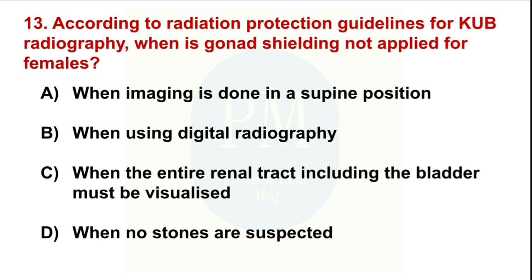According to radiation protection guidelines for KUB radiography, when is corner shielding not applied for females? Option A. When imaging is done in a supine position. Option B. When using digital radiography. Option C. When the entire renal tract including the bladder must be visualized. Option D. When no stones are suspected. The correct option is option C. When the entire renal tract including the bladder must be visualized.